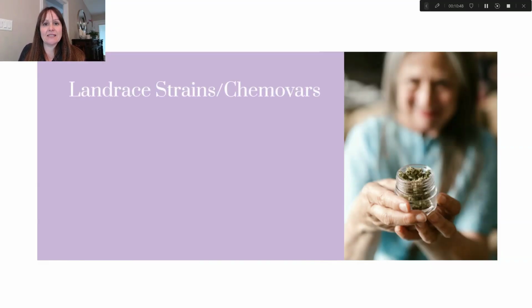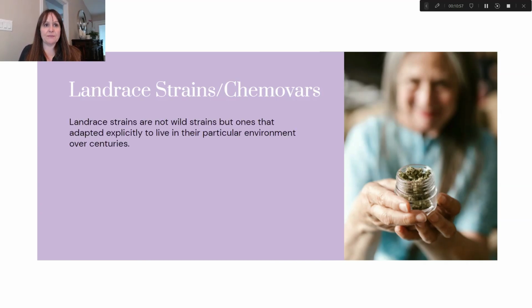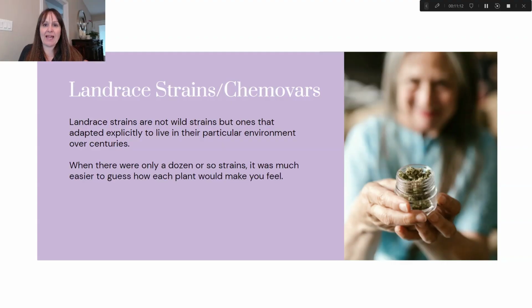Let's take a look at another term that might be new for you, and this is called a landrace strain or a landrace chemovar. And what are landraces? Landraces are strains that are not necessarily wild, but they've been grown in the same environment for sometimes hundreds of years. So they get extremely well adapted to growing in that particular environment. And that's where, when we were talking about those dozen or so strains that we used to have, they were all cannabis growing in Thailand and Mexico and Colombia and all over the place. And they were, again, probably more predictable.